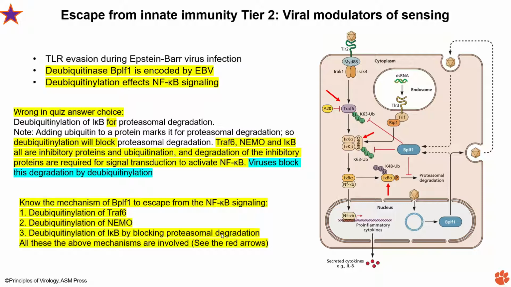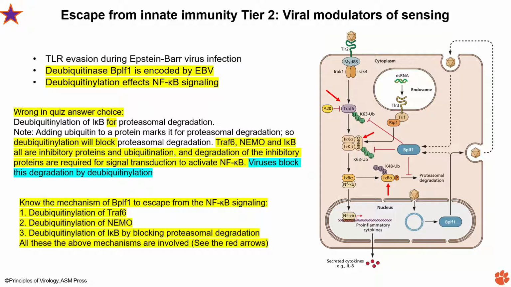Remember that. Add ubiquitin, degrade. That is what the cell wants upon a viral infection. The BPLF1 is removing the ubiquitins, which the cell is trying to add to activate the pathway, and that's basically the purpose of that. All of them are deubiquitination. So just remember that. Spend some time just to understand that. The virus is trying to remove all the ubiquitins so that all these inhibitory proteins stay in place, and this NF kappa B signaling does not happen. So that's the purpose of that.